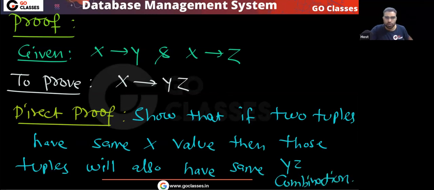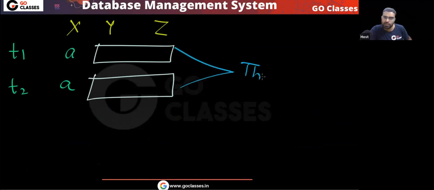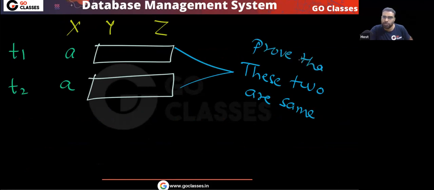Very simple. So can you do it? Yes, you can very easily do it. This is your X, this is your Y, this is your Z. Take two tuples with the same X value. Now, can you prove that this combination and this combination will be the same? Remember, we need to prove that these two are the same.